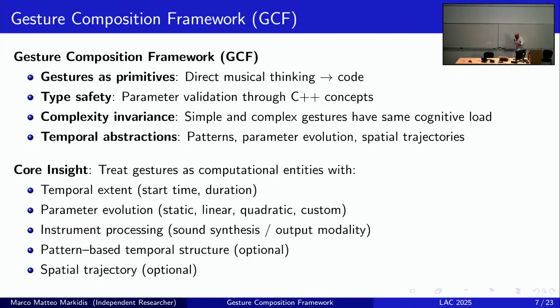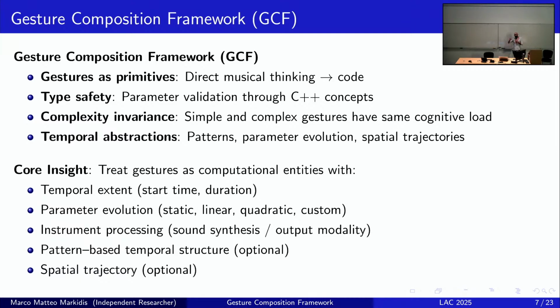So I just introduced the gesture composition framework. Basically, my goal was to introduce a framework in which the gesture is given as a primitive. This, in my opinion, should give a more direct representation of musical thinking in code. Then I tried to develop it using a type-safety approach, so I use C++ concepts, and I try to have something that has what I call complexity invariance.